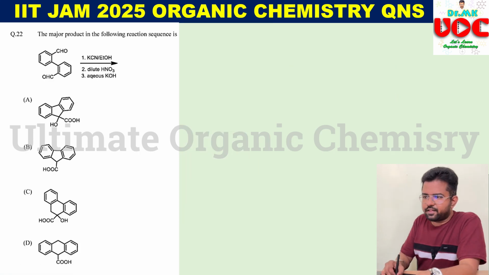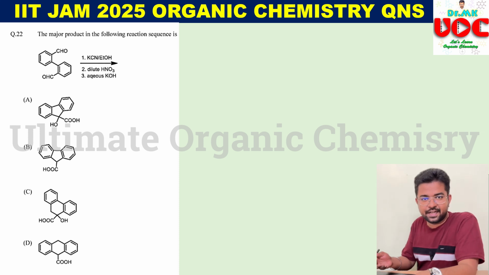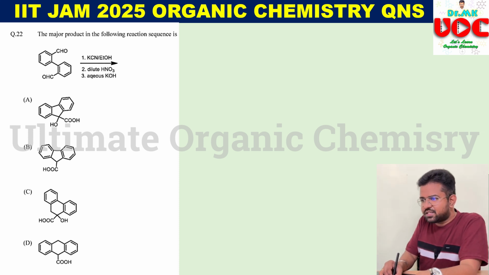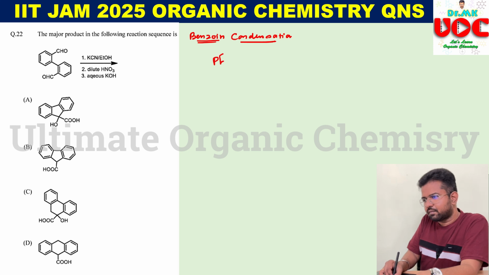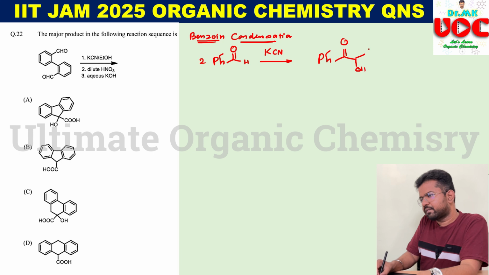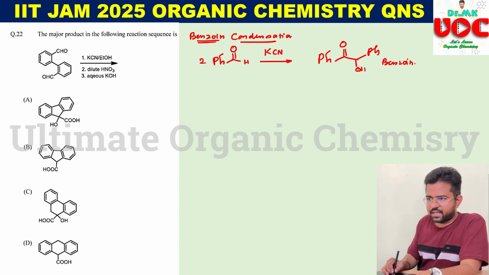The major product formed in the following reaction sequence. Again, it is an interesting question. You know that is a benzoin condensation. Two moles of benzaldehyde is treated with ethanolic KCN and it will be converted into benzoin. Exactly the same reaction is happening here.